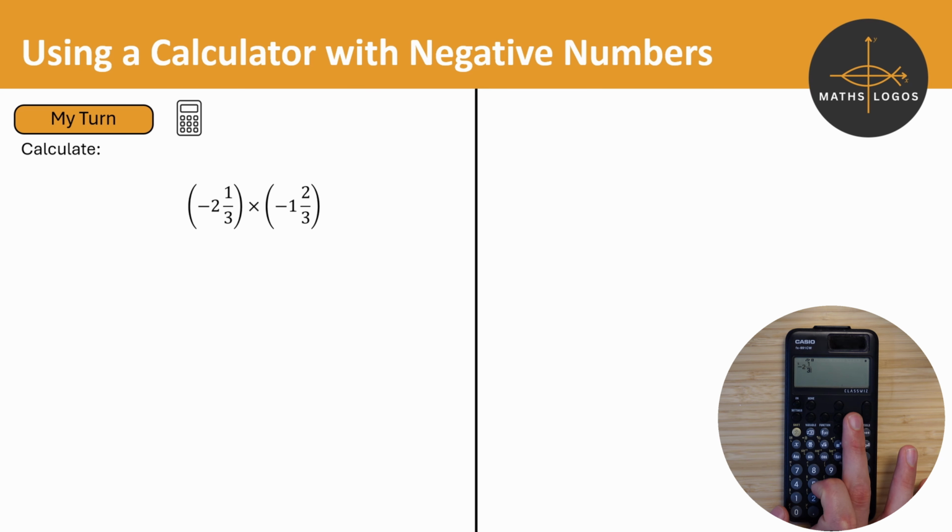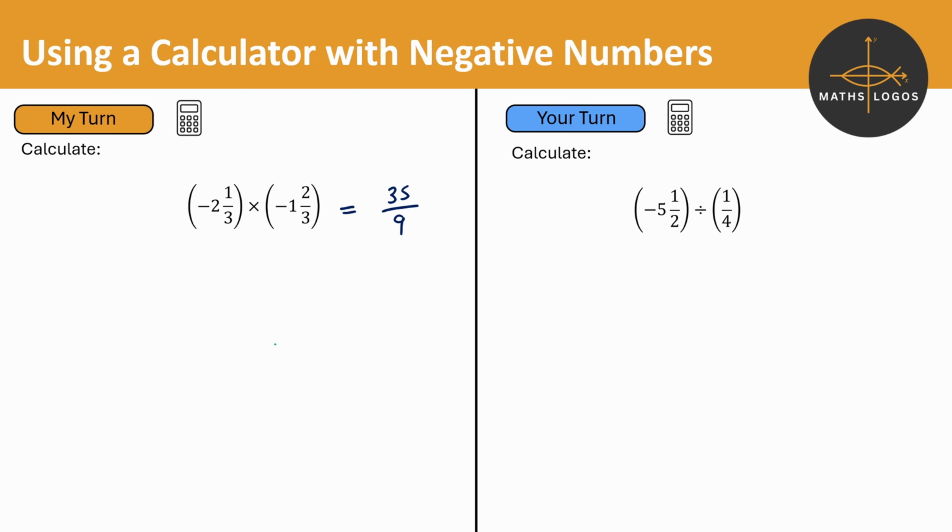And then I need to multiply that by -1 2/3. So again, I'll hit Shift to my fraction button, and this time I'll type in -1 2/3. And that gives me this answer of 35/9. Pause the video and give this question a go, and then we'll look through the solution in a second.